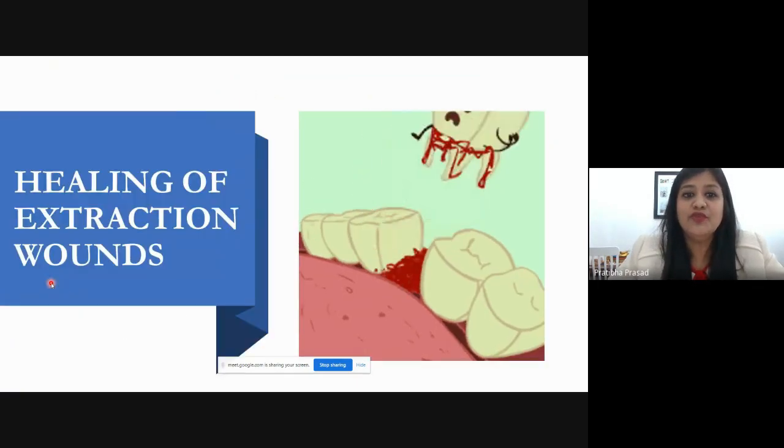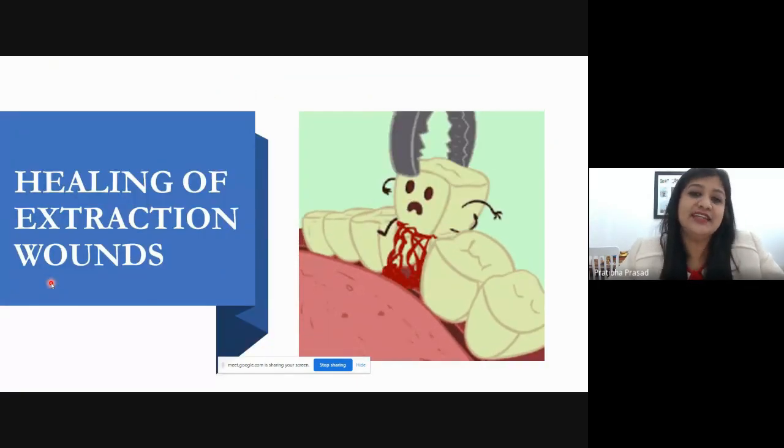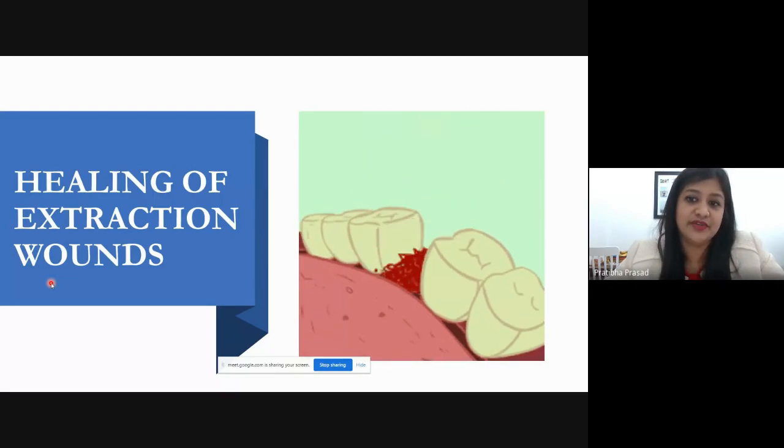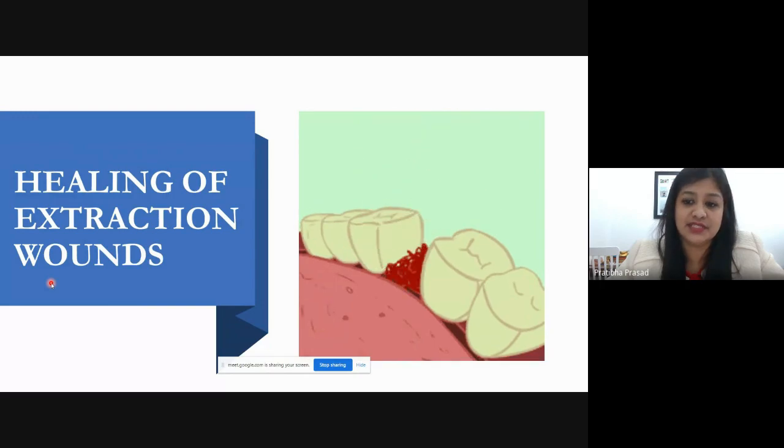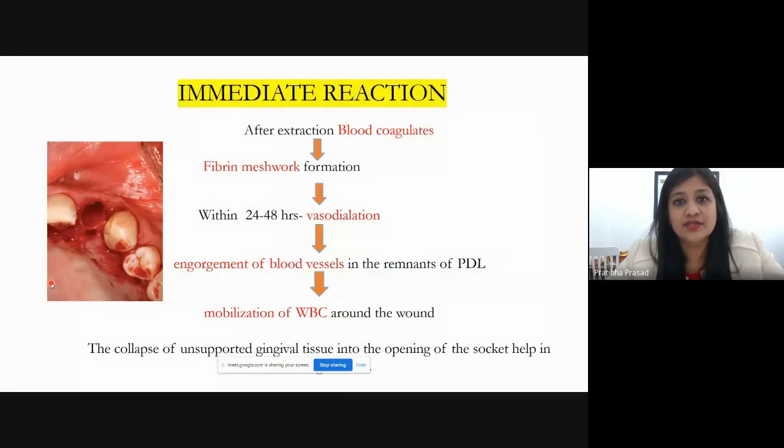So next we'll move on to the healing of extraction wound, or whenever you remove a tooth, how the socket heals, the bony socket which is left behind. As soon as you take out the tooth, there is a lot of bleeding into the socket, and the blood, of course, undergoes coagulation, or a clot is formed. And a fibrin meshwork is formed on top of it, which acts as a scaffold.